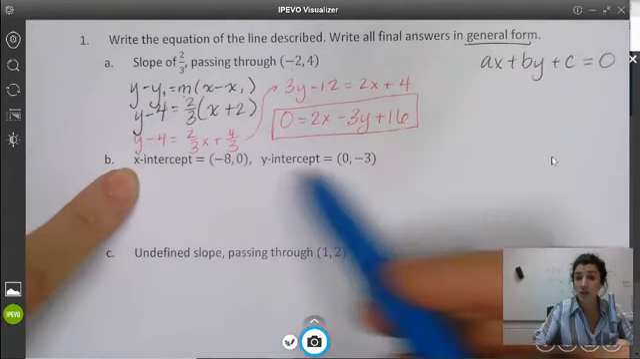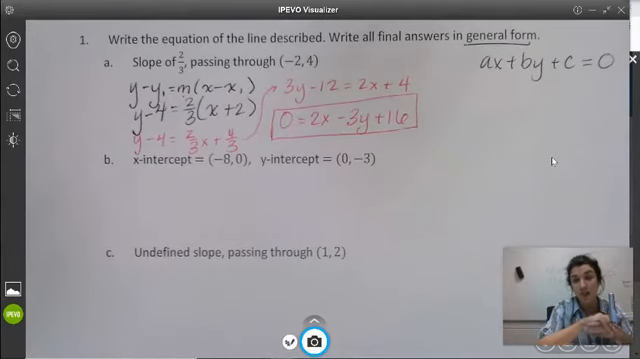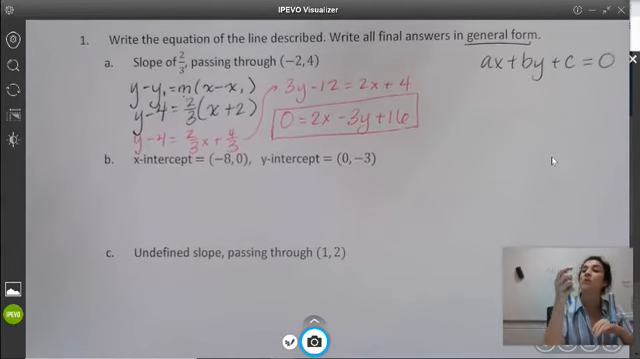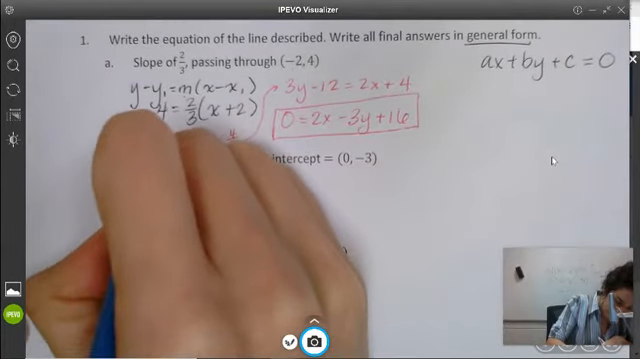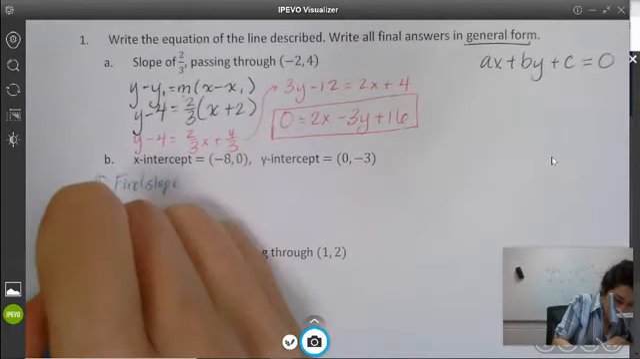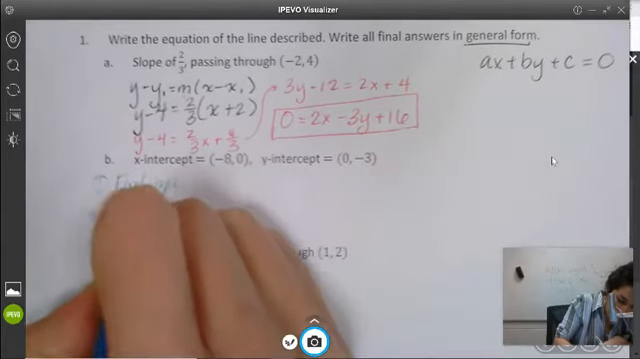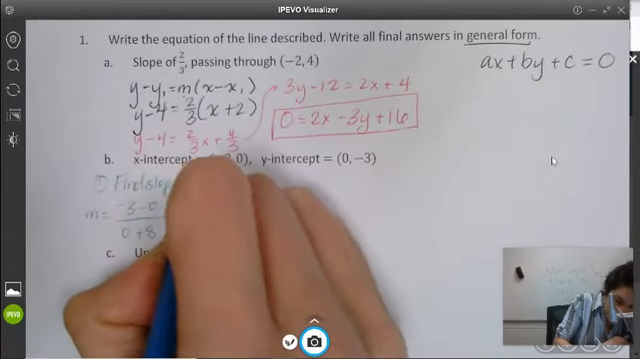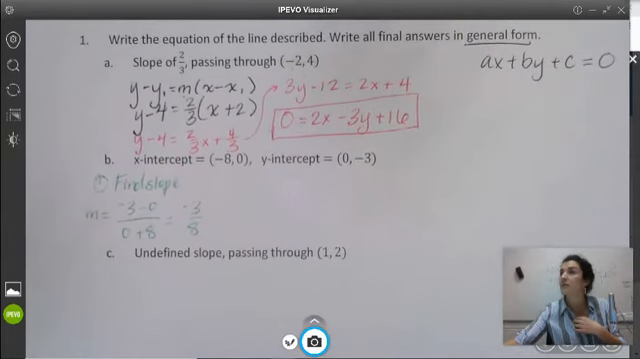Okay, x-intercept. We're given 2 points here, and we know that in order to write the equation of a line, we need to have a slope as well as a point. So our first step here when we aren't given a slope is find one. I go ahead and plug this into my formula for my slope. M equals, I'm going to do -3 minus 0 over 0 plus 8. And that is -3/8 for my slope.